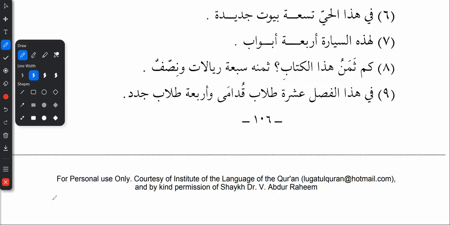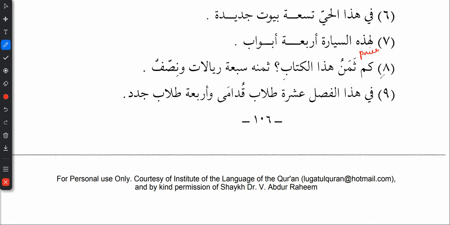So example number 8. Kam thamanu. Thaman means price. Kam thamanu, and you should check the letter. It's the light sa, not the seen. So the meaning changes if you take a different letter. So it's light sa. Thamanu, kam thamanu hadhal kitabi. You can see the kasra here.